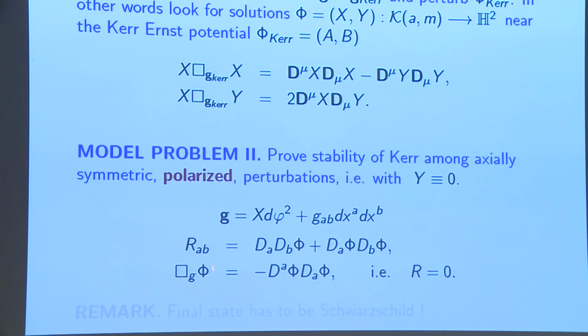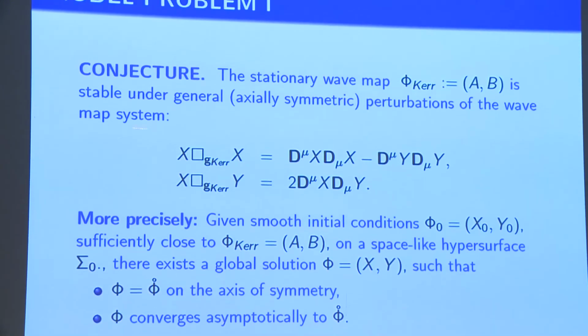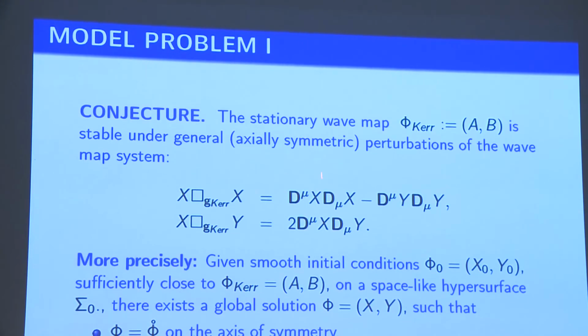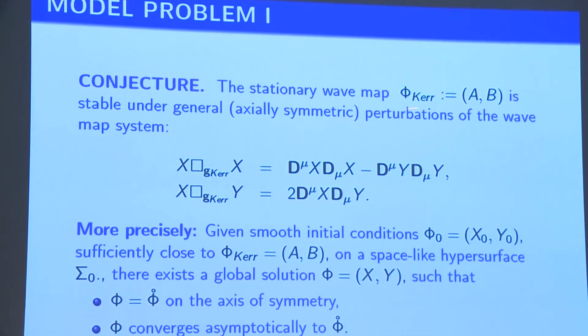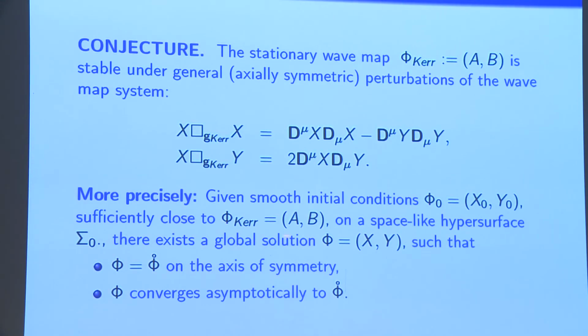So this is a system that you have to solve, right? These two equations. And it's easy to see that in this context, the final state has to be Schwarzschild. So it's really a problem of the stability of the Schwarzschild solution in the axially symmetric polarized case, right? All right. So conjecture number 1, which is model problem number 1: the stationary wave map is stable under general axially symmetric perturbations. Again, given small initial data, close to the Ernst potential of Kerr, on a spacelike hypersurface, there exists a global solution such that phi converges to phi 0.